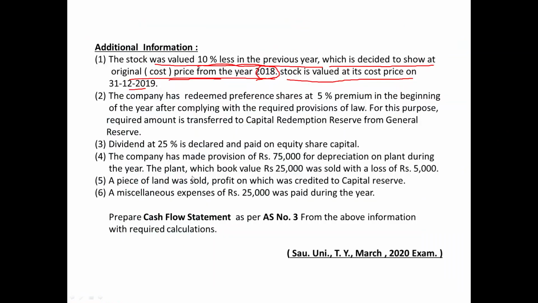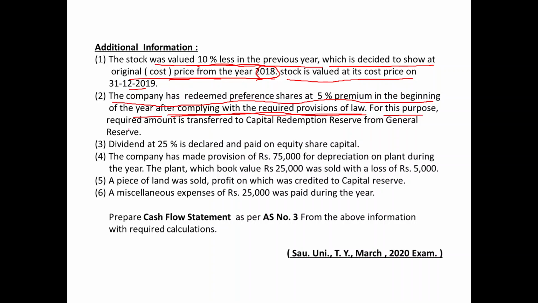Then point number 2. It is related to RPS redemption. Number of times you saw RPS redemption in the cash flow statement as well as in the fund flow statement. I am reading the second point. The company has redeemed preference shares at 5% premium in the beginning of the year after complying with the required provisions of law. These wordings are very important. After complying with the required provisions of law means Companies Act provisions.